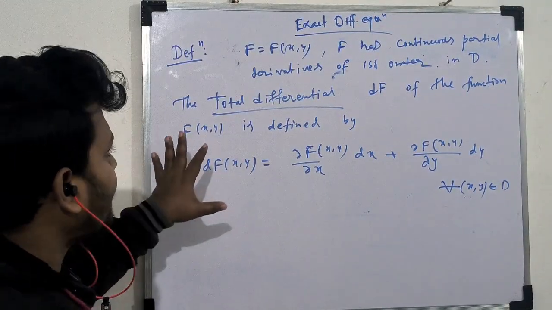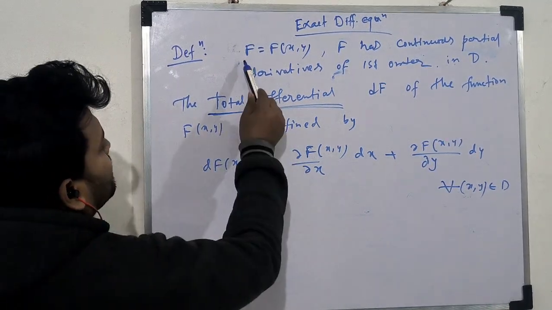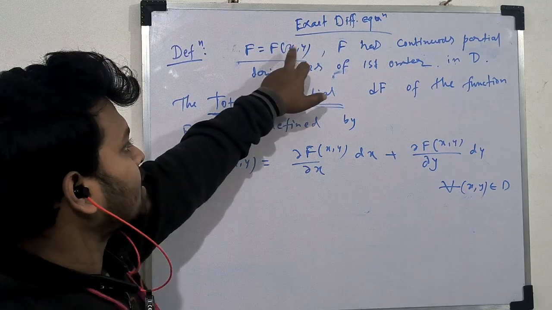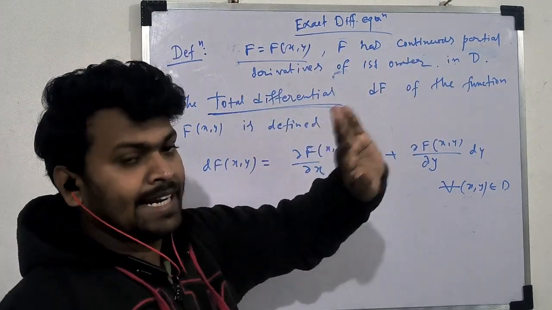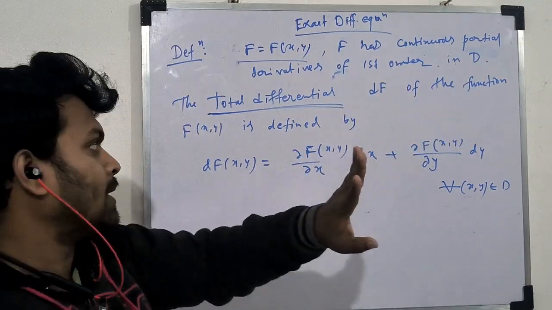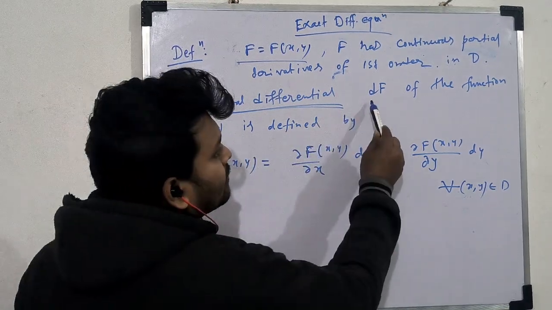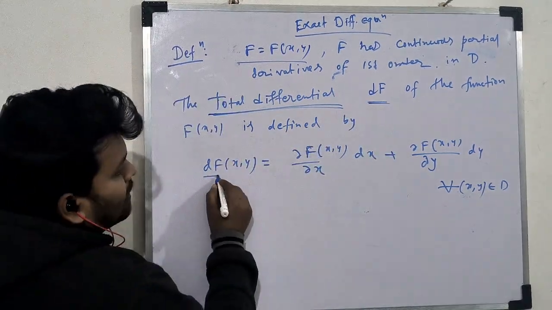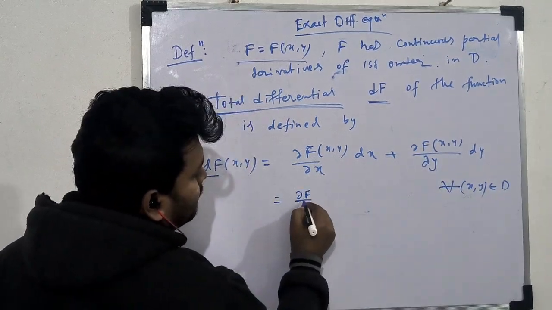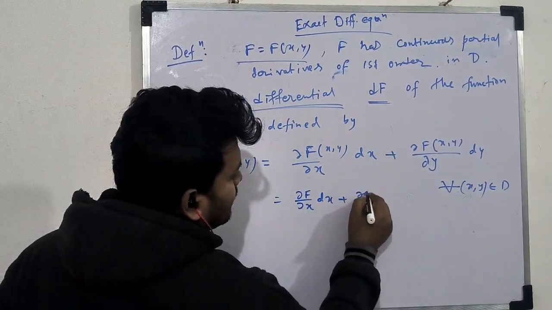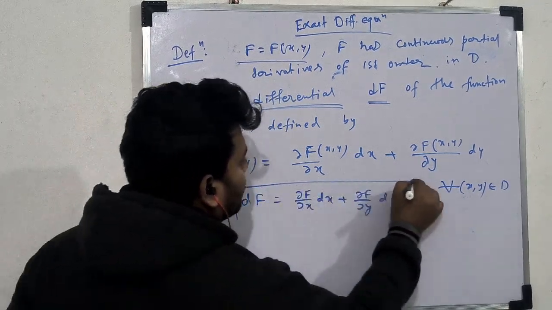So now let us define the total differential. What is the total differential of a function? Let us consider f is a function of two real variables x and y, and f has continuous partial derivatives of first order in D, where D is a domain in the xy plane. And the total differential of this function f, denoted by df, is defined as df equal to del f del x dx plus del f del y dy. So this is total differential.